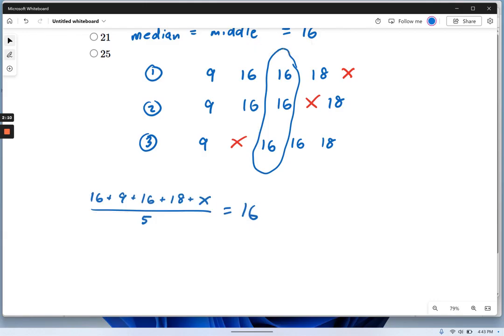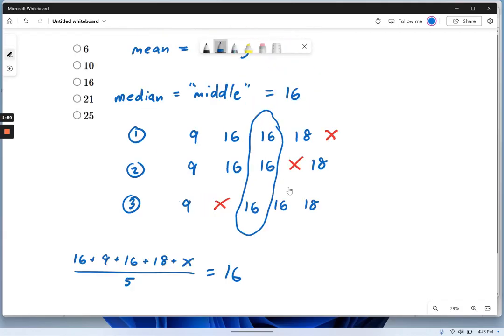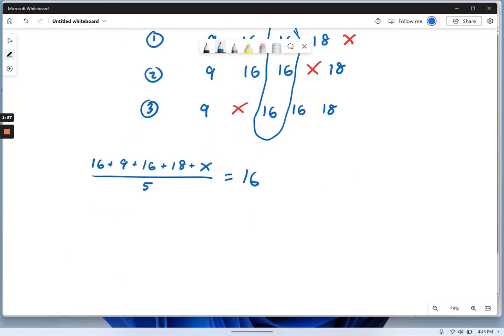So it will not be too hard. All we have to do is multiply both sides by 5. That's first. Can I get my pen back here? Give me my pen. It's a naughty program. There we go. So now we take 16 plus 9 plus 16 plus 18 plus x equals 5 times 16, right? I carried that denominator over, and that's just 80.